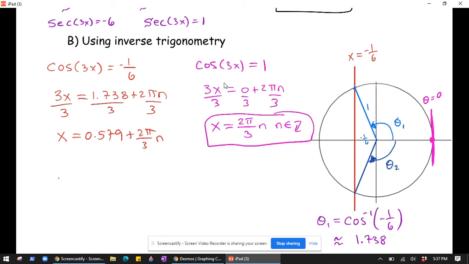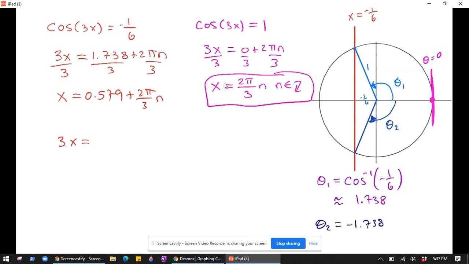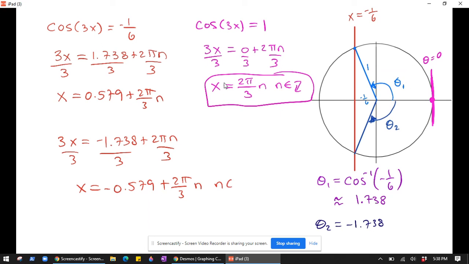And then, of course, the other solution would come from the fact that 3x, theta 2 was our other angle there, negative 1.738. So negative 1.738 plus multiples of 2 pi, and then dividing everything by 3. Clearly, this is going to be negative 0.579 plus 2 pi over 3 n. And of course, we need n to be an integer.